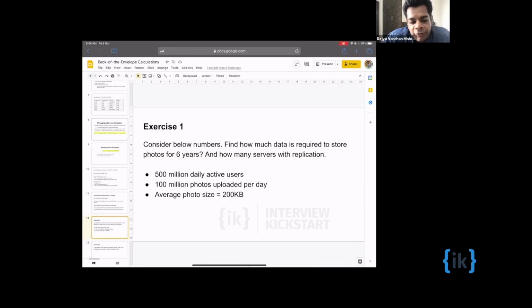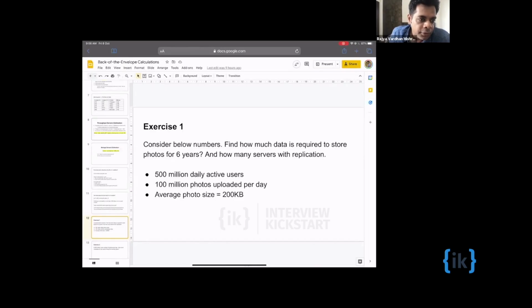And then average photo size, let's say we can take it 200 KB, even you can take it as 1 MB also. Again, that is also fine. The more important thing is how do you do the calculation from these numbers? These numbers, if they are in the vicinity of correctness, you are good with it. Now we need to concentrate on how we can do the fast calculation.